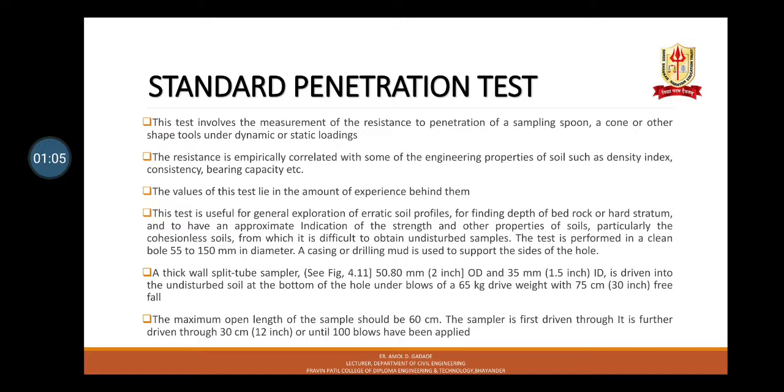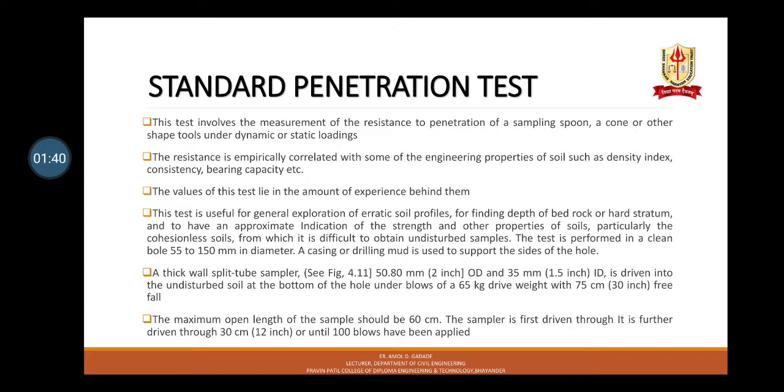A thick wall split tube sampler, 50.80 mm (2 inch) OD and 35 mm (1.5 inch) ID, where OD is outer diameter and ID is internal diameter, is driven into the undisturbed soil at the bottom of the hole under blows of a 65 kg drive weight with a 75 cm, that is 30 inch, free fall. The maximum open length of the sample should be 60 cm.